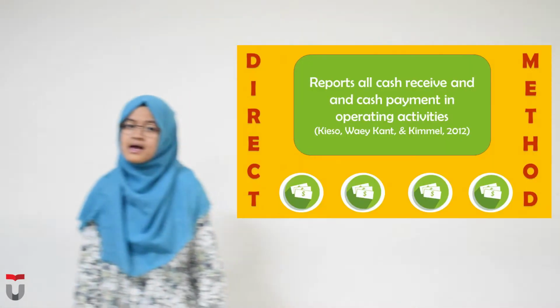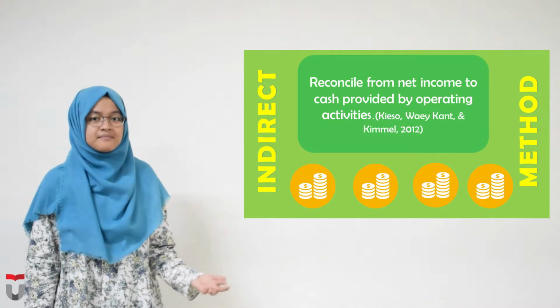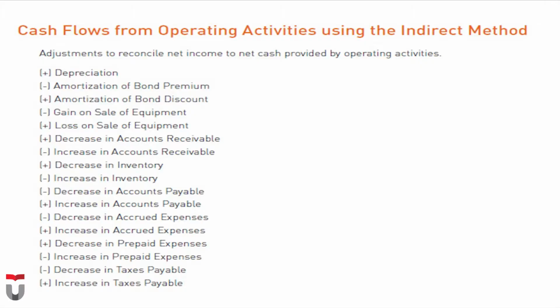Furthermore, you need to decide what method we are going to use. Actually there are 2 methods of statements of cash flow. First, the direct method, and second, the indirect method. The direct method simply reports all cash received and cash payments in operating activities, whereas the indirect method is reconciled from the net income to cash provided by operating activities. So these methods actually only differ in operating activities. The other activities will be the same. Before we go into the next point, I would like to show you the cash flow from operating activities using the direct method. And then here is the cash flow from operating activities using the indirect method.